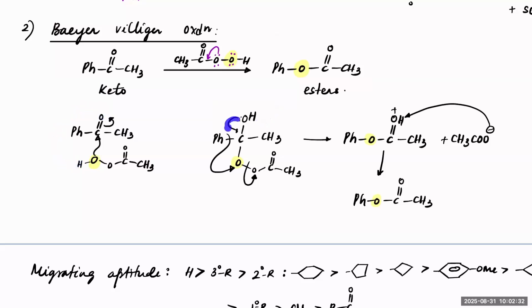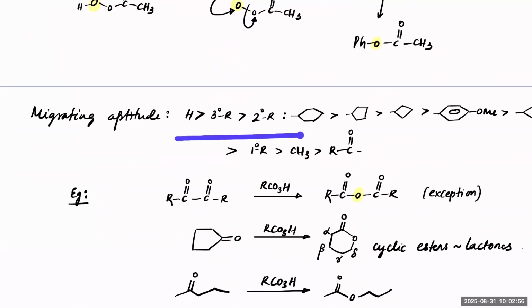And then when oxygen closes a double bond, the phenyl will shift from here and attack this oxygen, thereby removing this O minus. And that O minus will take H plus, converting into an ester form. Now it all depends upon whether it is phenyl or methyl. Any one of them can migrate, so that depends upon the migrating aptitude.